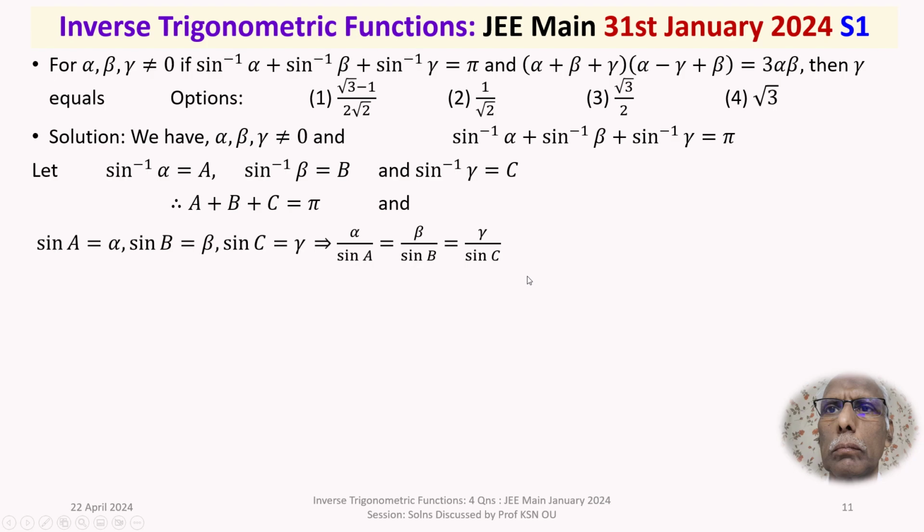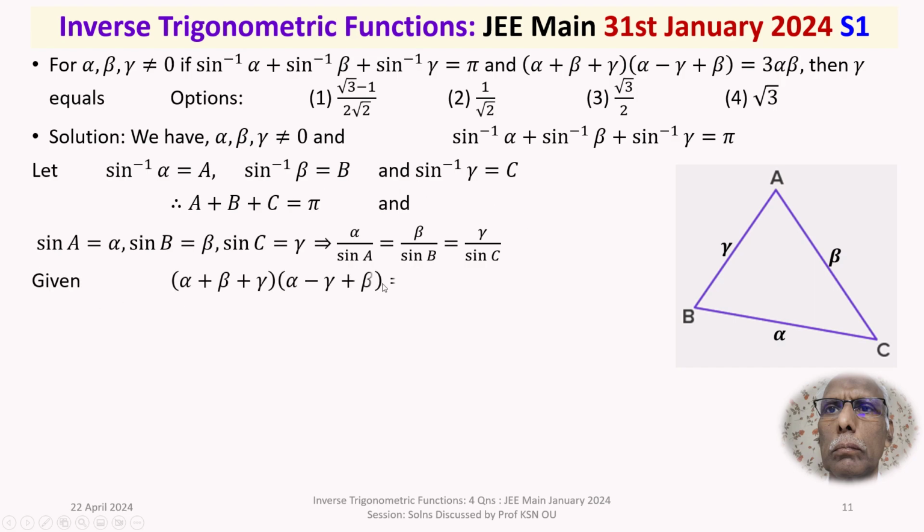So what are we observing? That means this is the sine law. So that means it is forming a triangle, alpha beta gamma not equal to 0. That is why they are given none of them equal to 0, and thereby this forms a triangle with sides alpha, beta, gamma and angles A, B, C, and this sine law is true. That means the situation is in the triangle, and you have to use the properties of triangles in this if necessary.